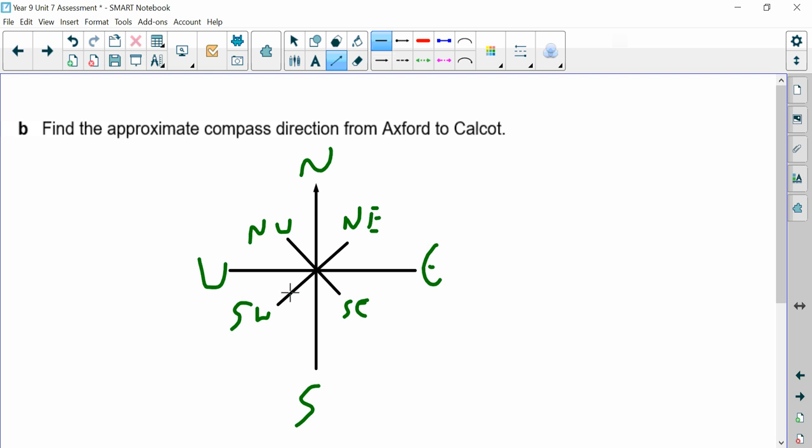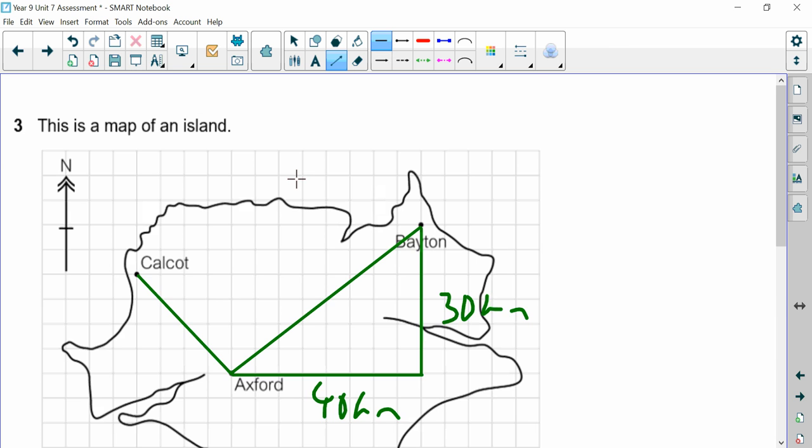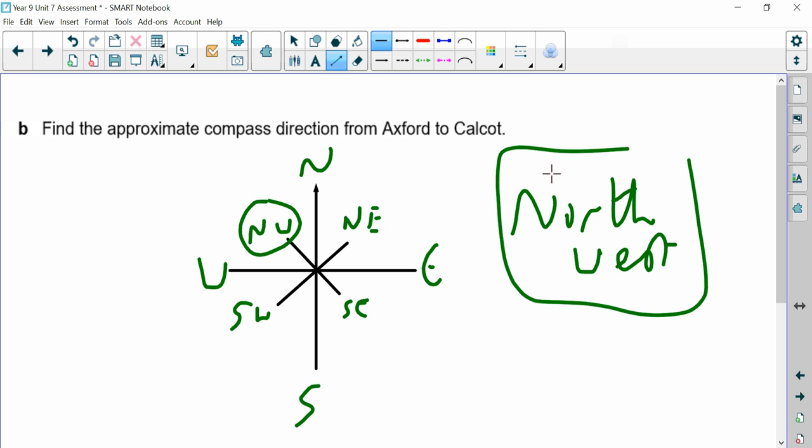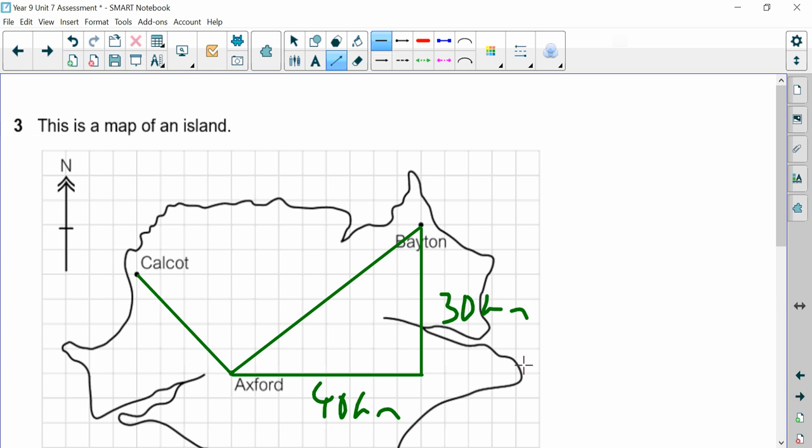Okay. So knowing that, you can see from the diagram, this is approximately going northwest. So we can say north west. Now, if you wrote NW, I guess you would get the marks, but it's good to write the full wording for the answer. Okay, next up.